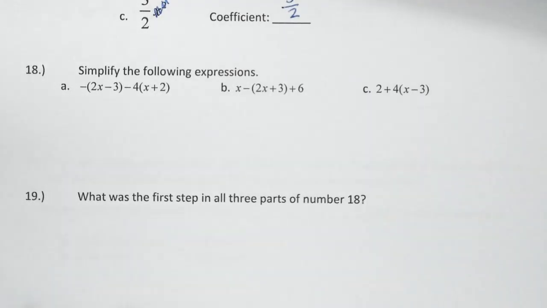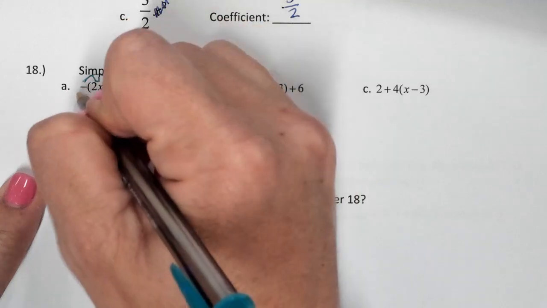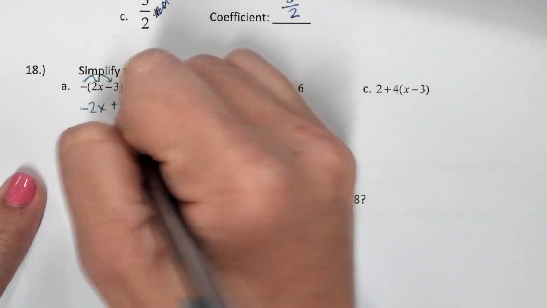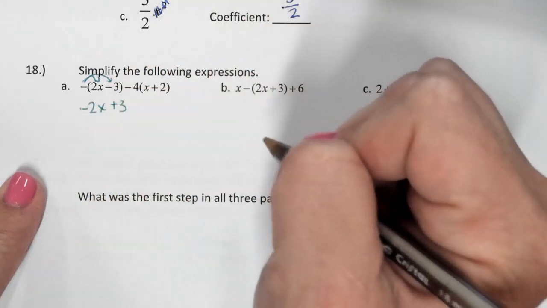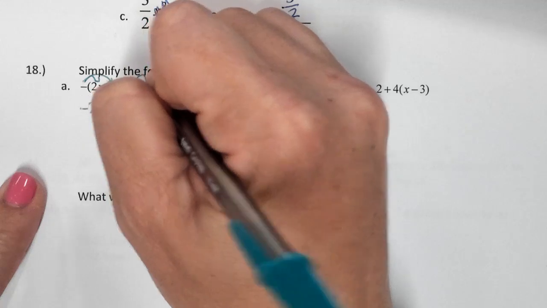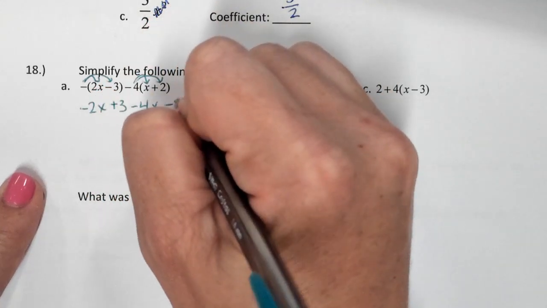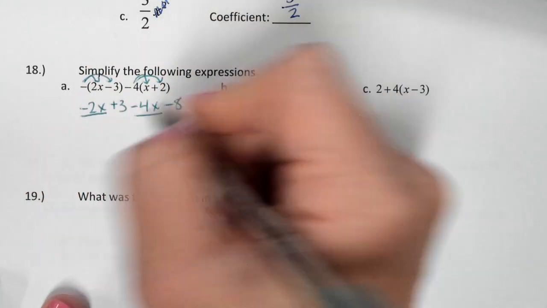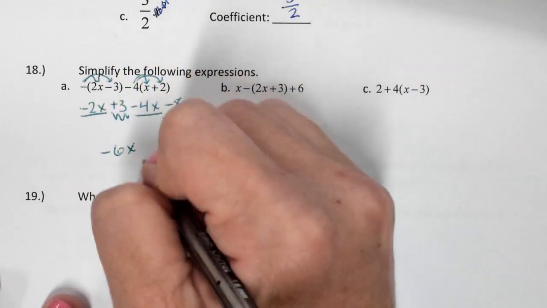Okay, simplify the following expressions. So on A, I know first thing I have to do is distribute. So distribute. Negative times 2x is negative 2x. Negative times a negative is a positive 3. So my parentheses are gone because I distributed. Do not put the parentheses back. So negative 4 times x is negative 4x. Negative 4 times 2 is negative 8. Now I can combine my like terms. So negative 2x minus 4x. And then positive 3 minus 8.